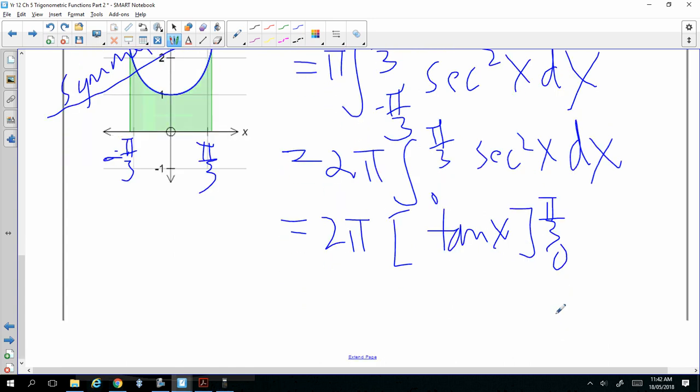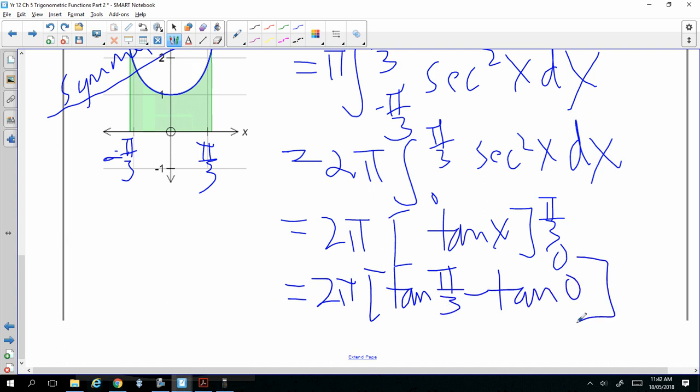What's tan pi over 3? Now you need to know your exact value. What is it? √3. Tan 0, you can tell from the graph it's 0. So the answer is 2 pi √3, is your volume.